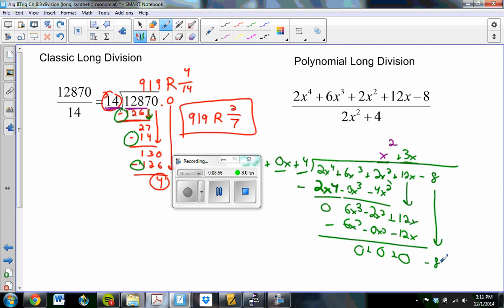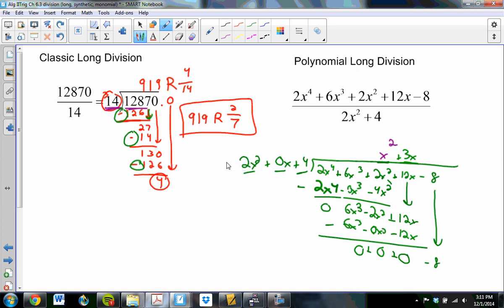Now at this point, I know that 2x squared can't go into negative 8. So I'm basically done with my dividing, and now I make a remainder. This number that is left over becomes my remainder. So I get minus 8 over 2x squared plus 4.